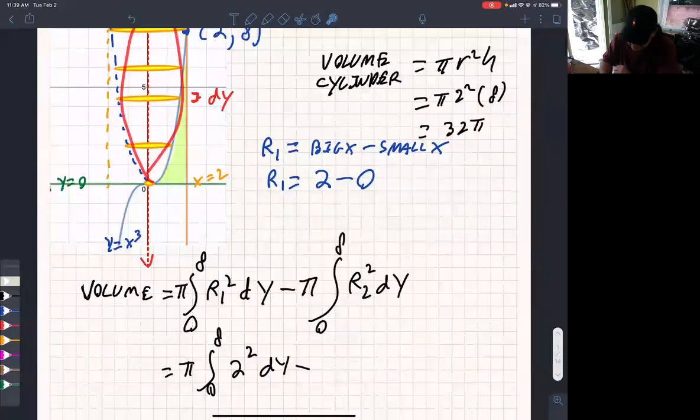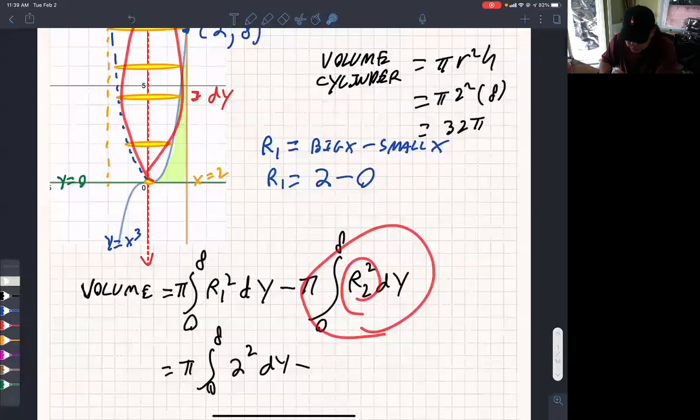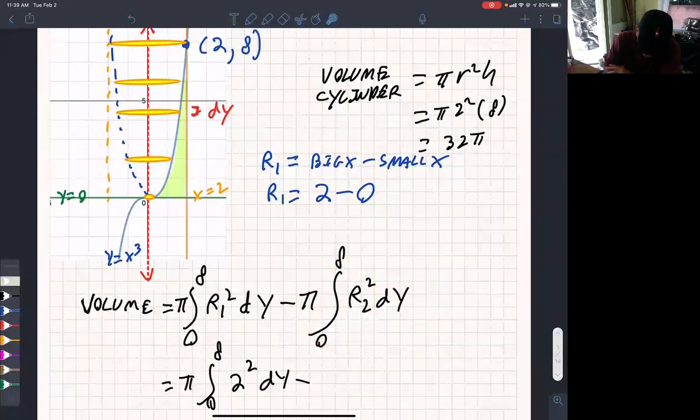So we need to find R2. Now R2, here's a little shortcut. R2 always goes from the axis of rotation to the closest graph. It's a shorter one, and the blue one's closer. So your R2 is going to be right there. So R2 is still big X minus small x, but the big X is the blue graph.